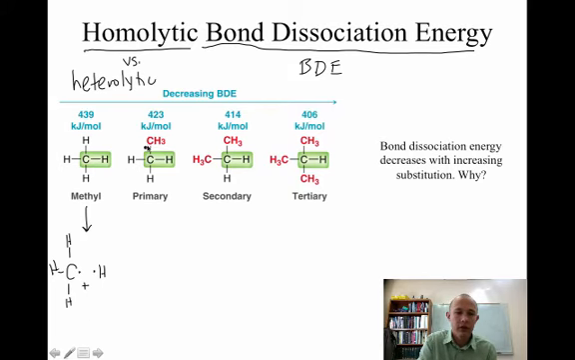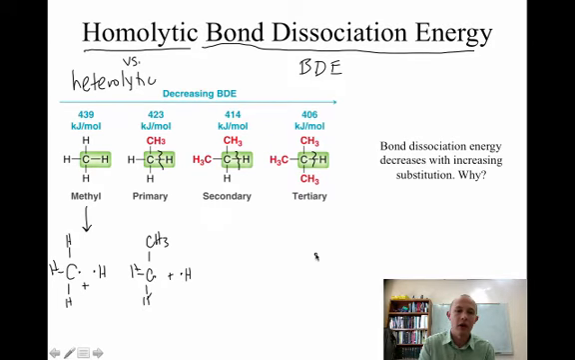If we broke this bond, now we would get a primary radical plus that same hydrogen radical. Here we would get a secondary radical. Here we would get a tertiary radical. So notice that the stability of the radical is increasing as we increase the substitution, right?